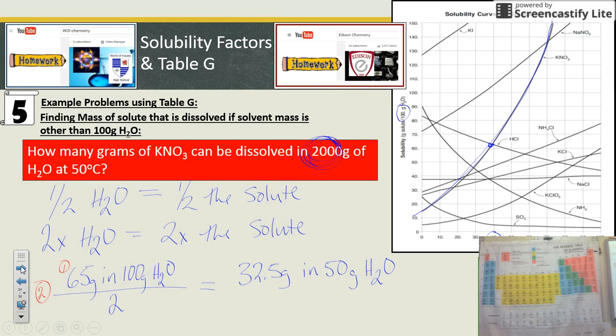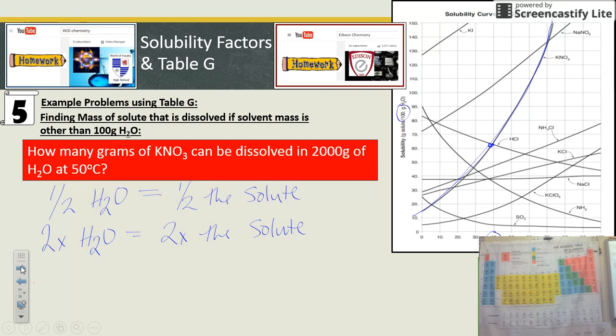Another example where we're not going to divide, we're actually going to double in this case. So I'm going to erase my work part. I'm going to keep my notes about doubling or halving. And here we go. KNO3, it's the same one. 50 Celsius, KNO3, how much dissolves? Looks like about 80 to me. So 80 grams KNO3 in 100 grams water.